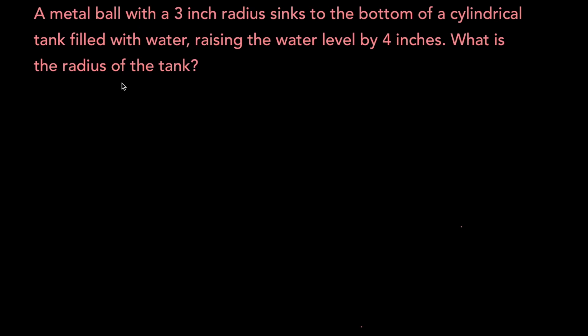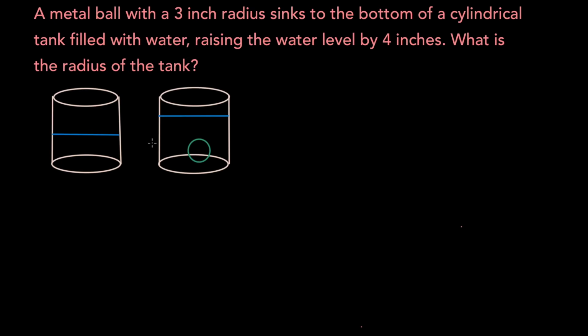Let's start this problem by drawing ourselves two diagrams. First, the state of the tank without the metal ball, and second, the state of the tank after the ball has been dropped in. When the ball is fully immersed in the water, the water level will rise, specifically by 4 inches in this problem. And so we know that this change in height, that is the change in water level from our first figure to our second figure, is equal to 4 inches.